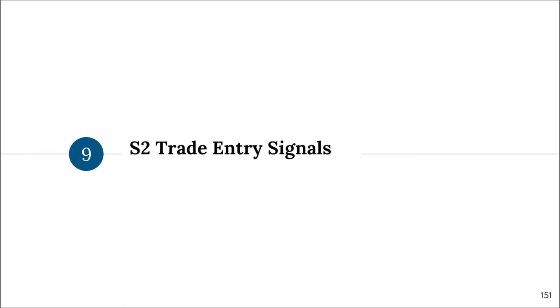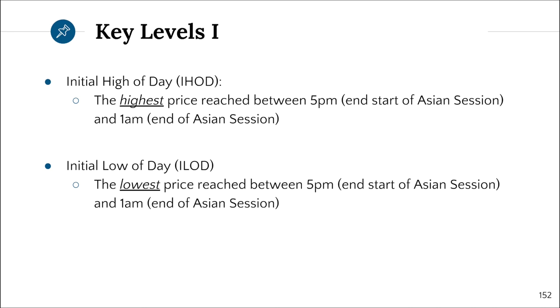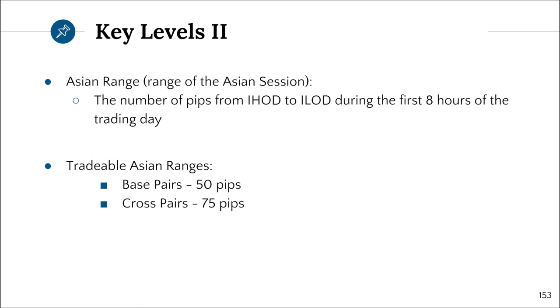So let's begin with key levels. The first 2 levels I want to discuss are initial high and initial low set during the Asian session. These 2 prices are reached between 5 p.m. and 1 a.m. That's when the Asian session is trading. We look at the chart and we look at the wicks to determine the high and the low set during that range. We can then subtract the low from the high to get the Asian session range. This range is very important for us when trying to qualify a trade.